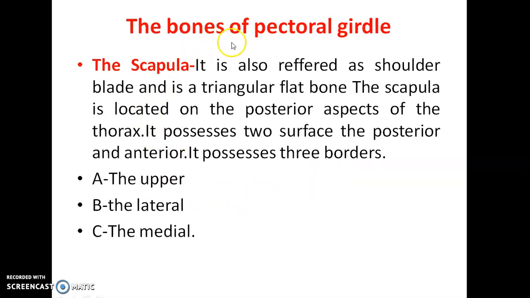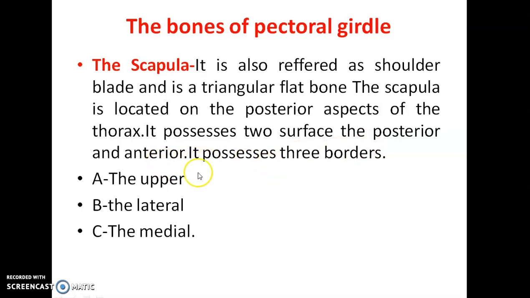This is the first part of our appendicular skeleton, that is the pectoral girdle. In this pectoral girdle, the scapula is included. It is also referred to as the shoulder blade, and it is a triangular flat bone. The scapula is located on the posterior aspect of the thorax. It possesses two surfaces, the posterior and anterior.